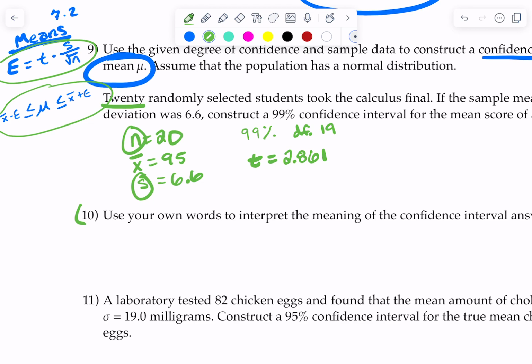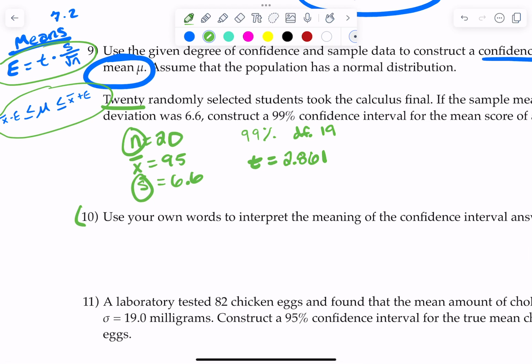Wait, what's T? 2.861, I think. Okay, I will come help you, Carson. Everybody good? Do number 10 after that, and then you're done. And you use 20, right? You don't use 19 in the equation for error, yes. You only use degrees of freedom to look up on the chart.